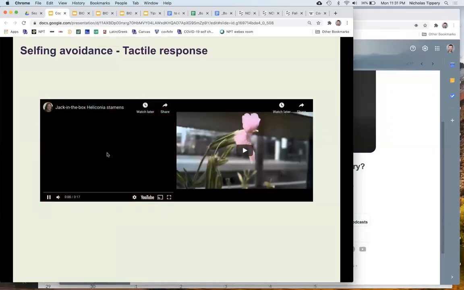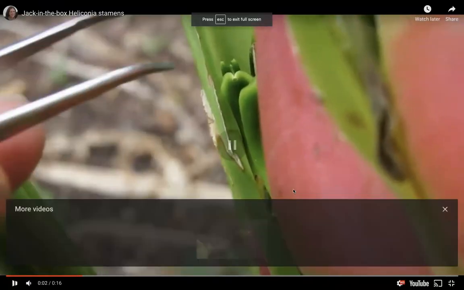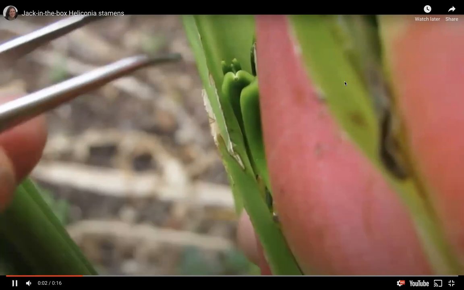All right, other example here. This is described as jack-in-the-box stamens. A person here is manipulating the flower with forceps, kind of mimicking what a foraging bird might do. This is a South American, I think, species. So maybe a hummingbird, maybe another type of bird. But their presence is going to cause a little bit of a physical change in the flower here.